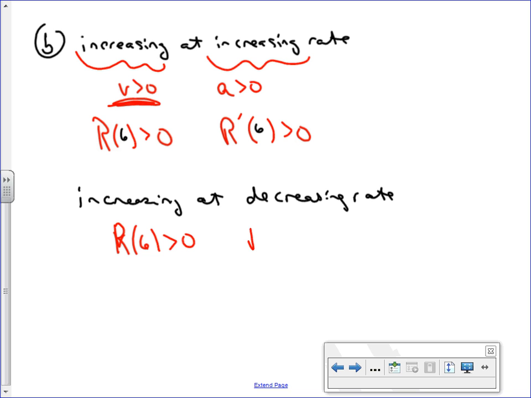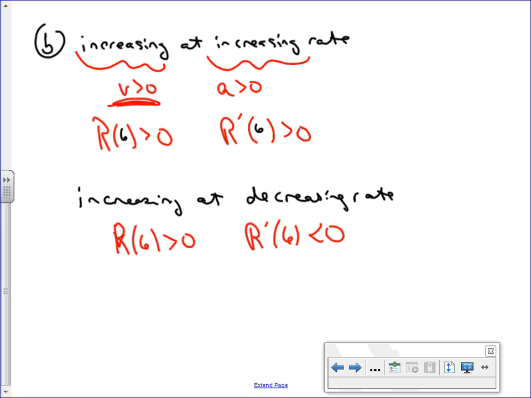It may be positive, but it's slowing down. So what would this be? R prime of 6 would have to be negative. That's what you're trying to determine. That's definitely not any words you've seen on anything I've given you yet. But do you see how it's like speeding up and slowing down? Yes? Okay, so what is it you really need to find?